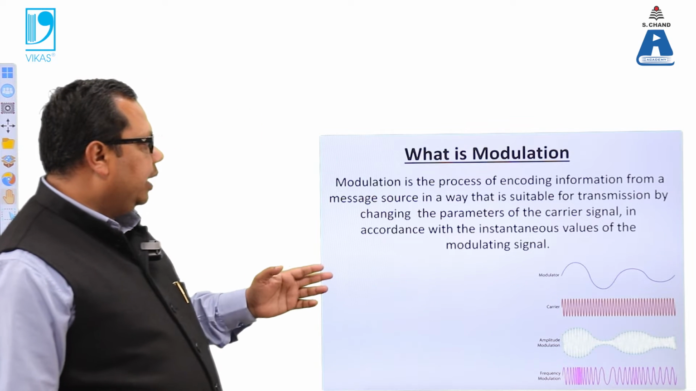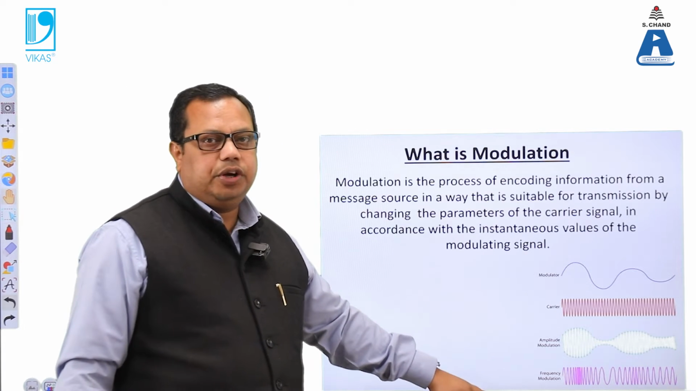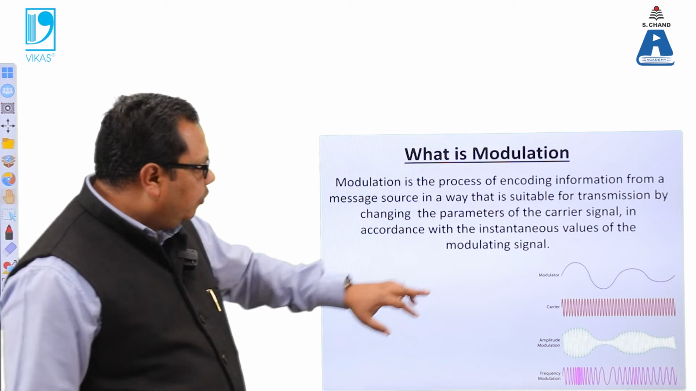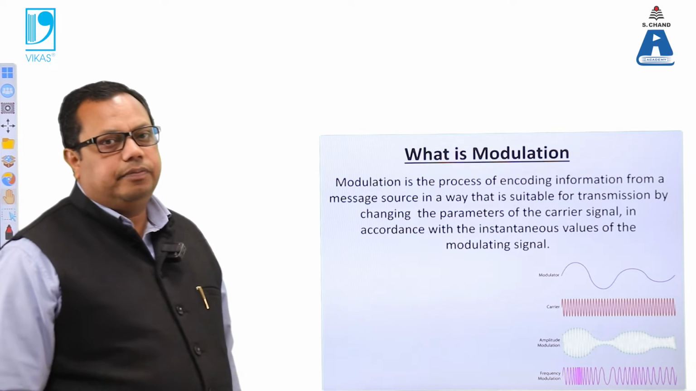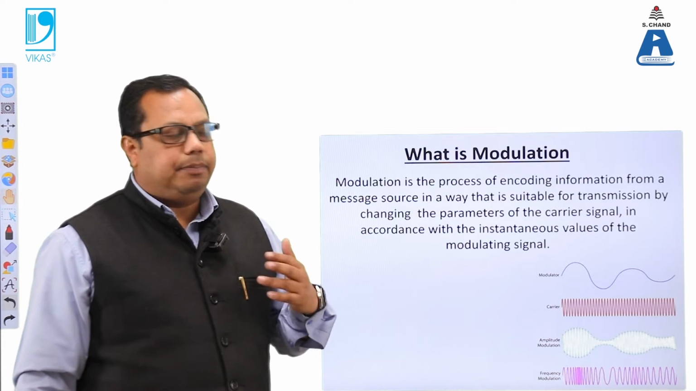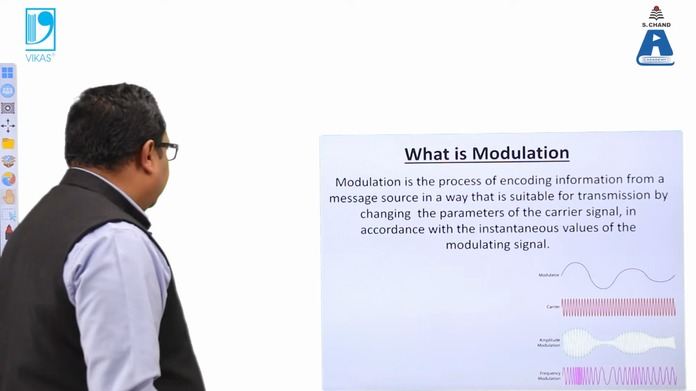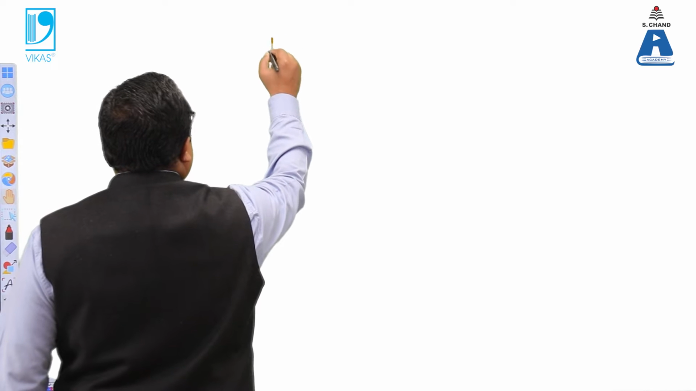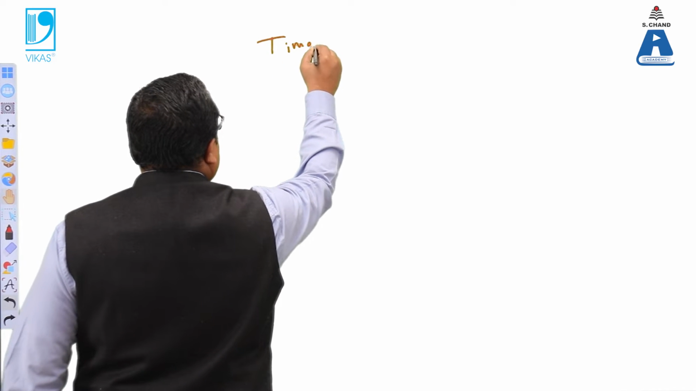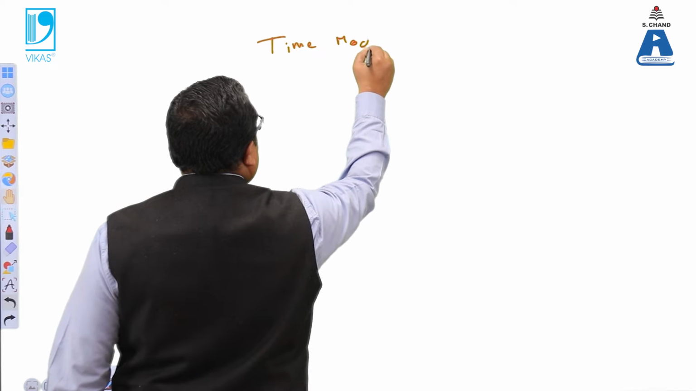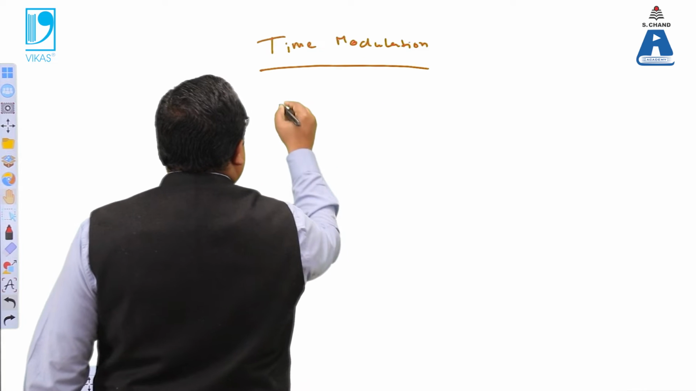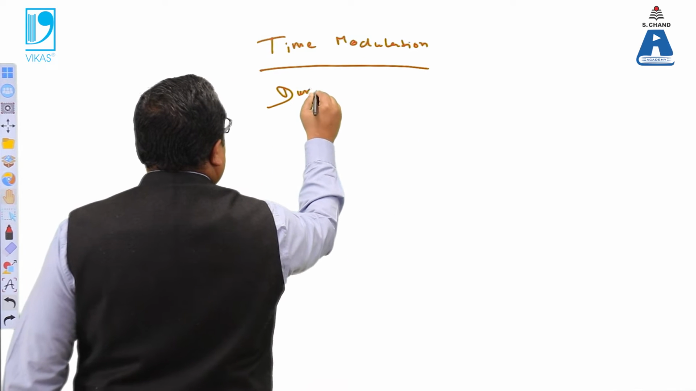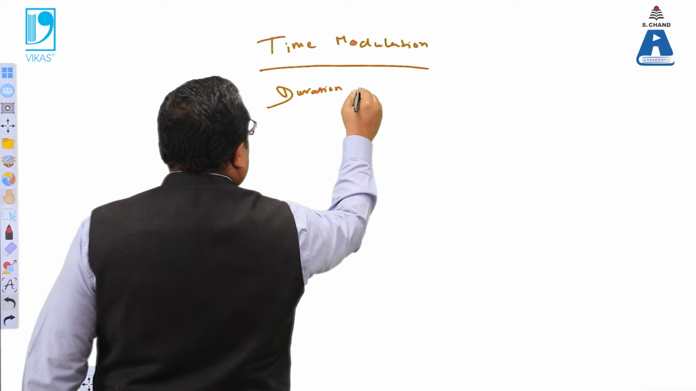So basically we have amplitude modulation, frequency modulation, and if it is happening in a particular phase, then it is called phase modulation. So these are the three types which are happening here. Then we have an important concept which is called time modulation, or we say duration modulation.